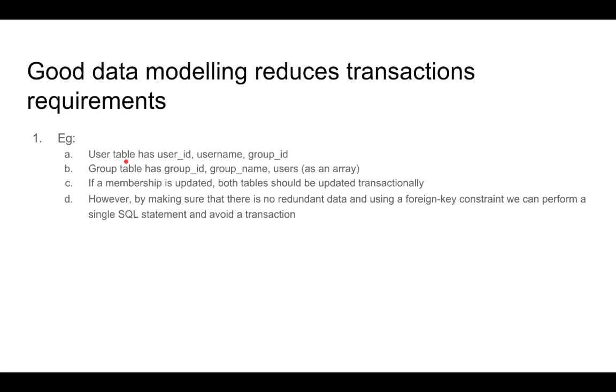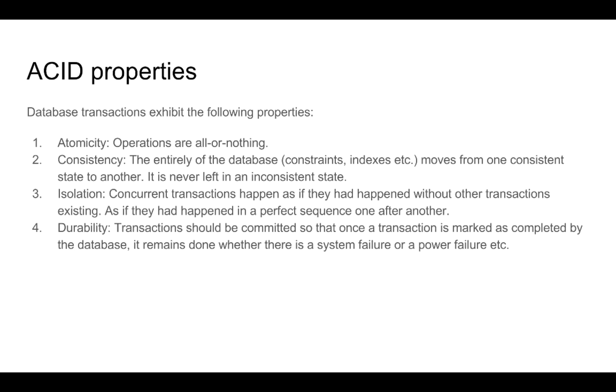So modeling our data well and ensuring that this users array is not used and we're only using a group ID here, which has a foreign key constraint to the group table, will ensure that we don't actually need to use a transaction and we can get away with a single SQL statement. These properties of transactions that we have talked about are actually called ACID properties.